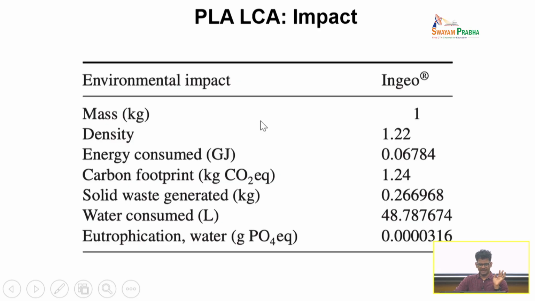For every 1 kilogram of PLA, polylactic acid, the energy consumed is 0.064 gigajoules. Is it comparable to PET? How much was it for PET? 0.074. Okay, so very similar. The energy cost is not very different. Carbon footprint: how many kilograms of CO2? It's about 1.24 kilograms. How much was it for PET? 2.2. So you can clearly see that the carbon footprint of making PLA seems to have lesser impact than PET.